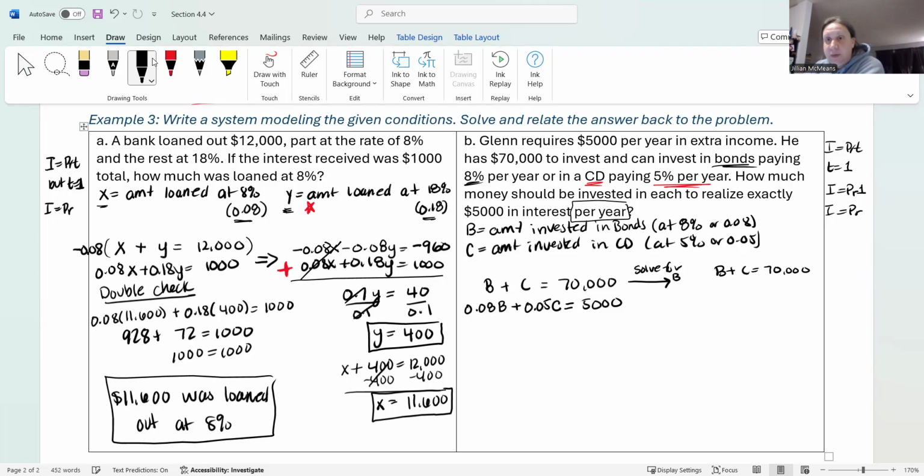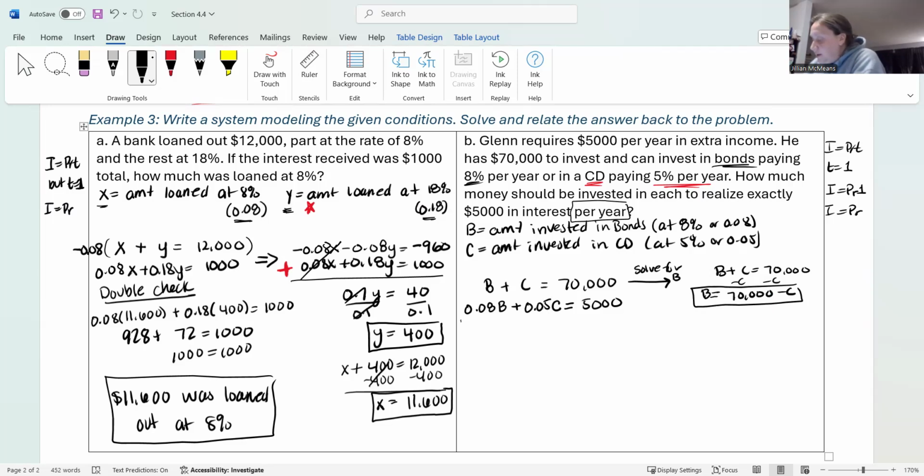Well, in order to get B alone, I need to move the C. So I'm going to subtract C. And that tells me that B equals 70,000 minus C. And that should kind of make sense. If we take the total amount invested, subtract how much goes into a CD, the leftovers would equal the amount going into the bonds, B.